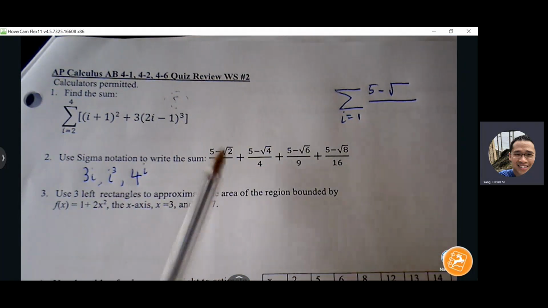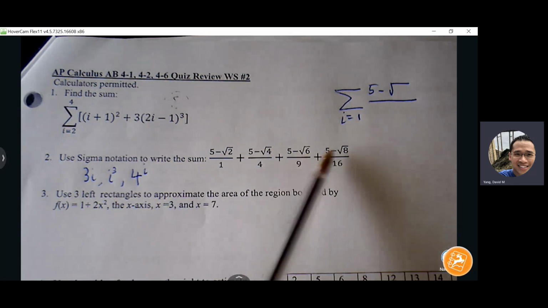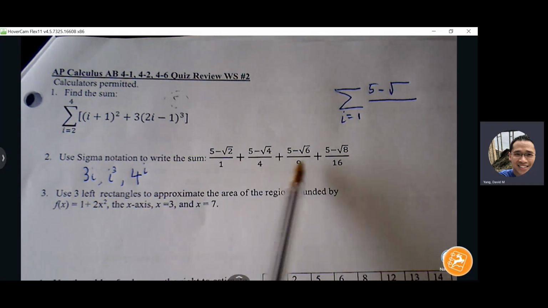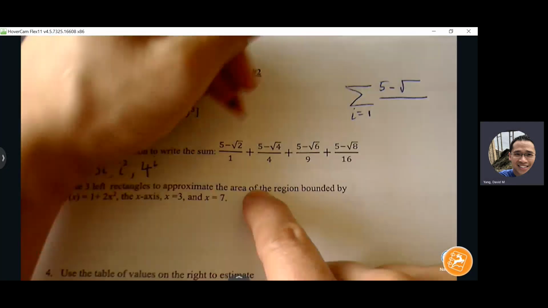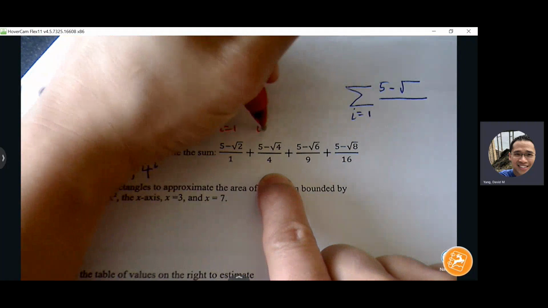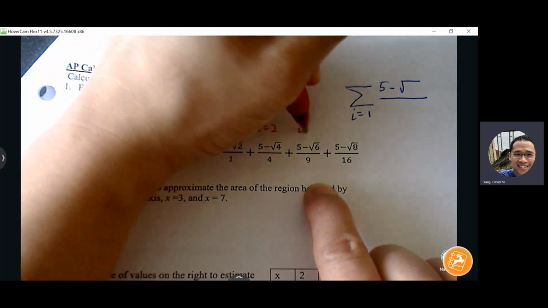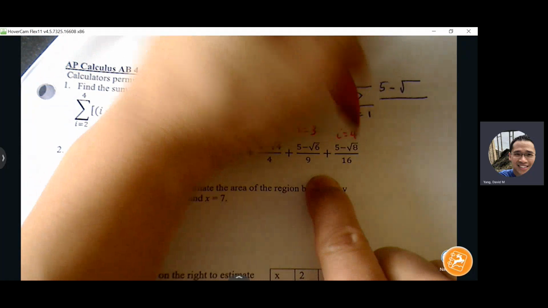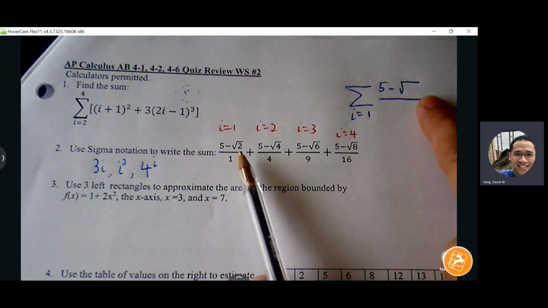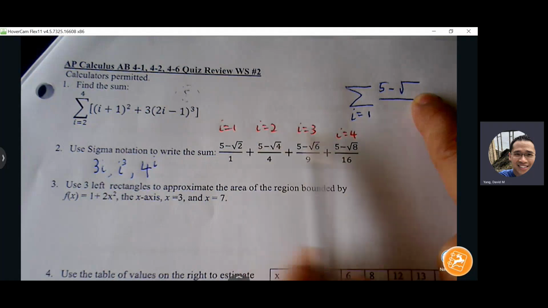And I know that everything that is changing has to involve i, right? Because i is the variable that's forcing these values to change. So I know ideally, i equals 1 will produce this expression, i equals 2 will produce this expression, i equals 3, and then i equals 4. So the numerator, I think that's a little bit easier here. What can I put in here that will produce a 2, a 4, a 6, and 8 involving i?